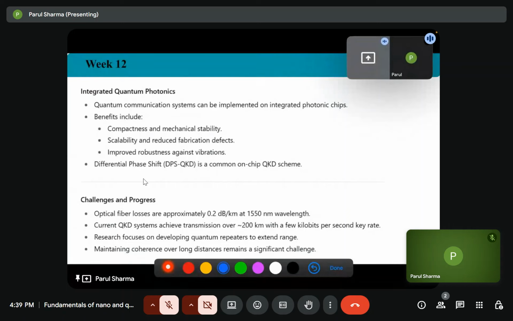So research is focusing on developing quantum computers to extend this range by maintaining the coherence over a long distance, but it's a very big challenge to maintain coherence over long term. If nonlinearity increases, then there will be a mixing of states.